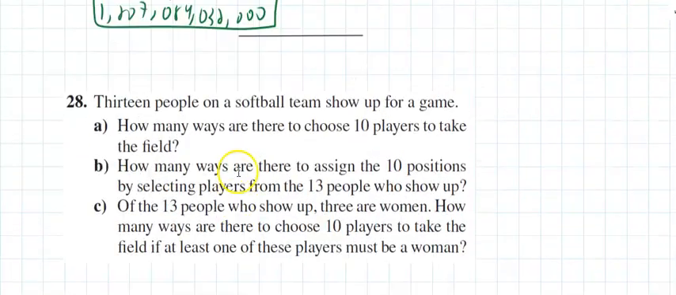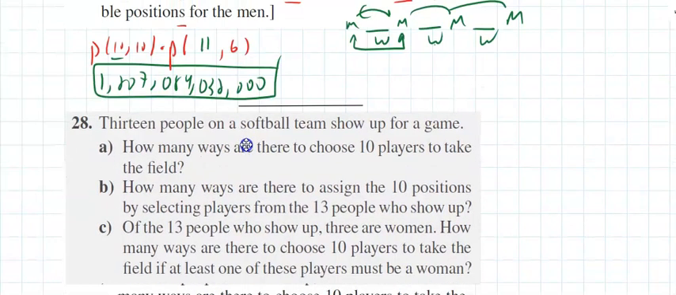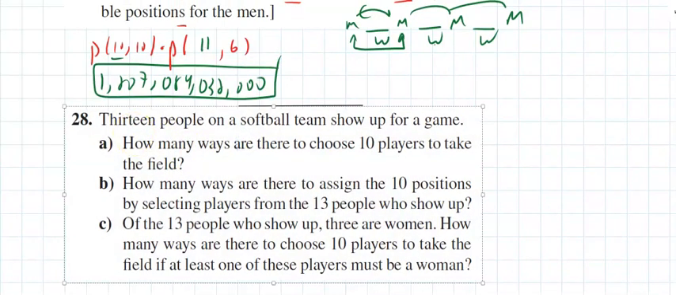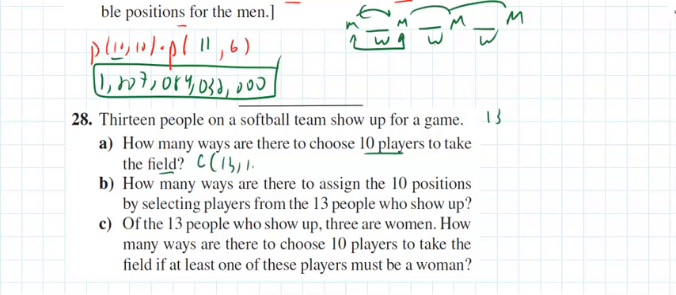13 people on a softball team show up for the game. How many ways are there to choose 10 players to take the field? They didn't say in which order. So that is combinations out of 13, choose 10. In any order, it doesn't really matter.